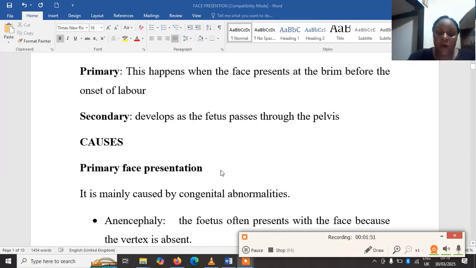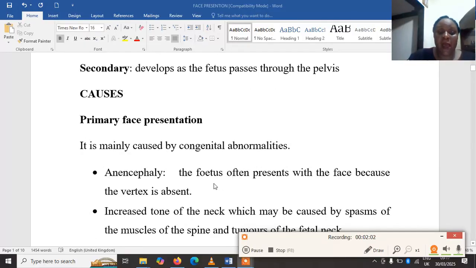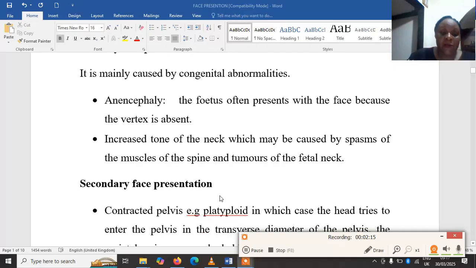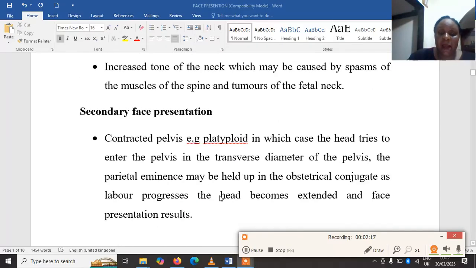So what may be the causes? We said primary is when the face presents even before labor begins. Some of the causes are anencephaly, increased tone of the neck, which may be caused by spasms of the spine, and tumors in the neck. These can lead to a face presentation. Or the secondary can come in as a result of a contracted pelvis. An example is a platypelloid pelvis.